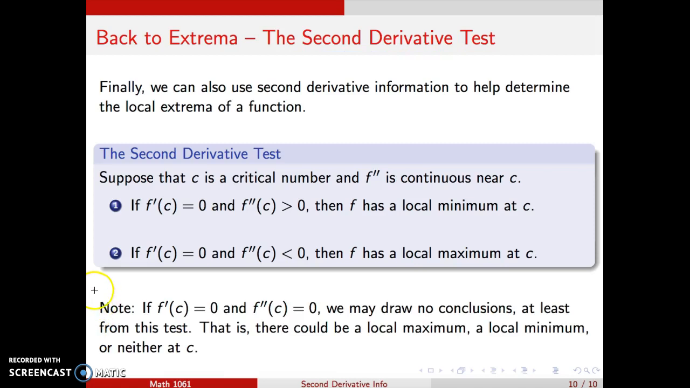And so here's the final note. If you've got a critical number where the first derivative is 0, and it happens that the second derivative is 0, you can draw no conclusions, at least from this test. It could be a local max, a local minimum, or neither, but you can't tell anything from the second derivative test. So it doesn't even handle all situations. So stick with the first derivative test for local extrema. Use the second derivative to determine concavity and concave upward, concave downward behavior.